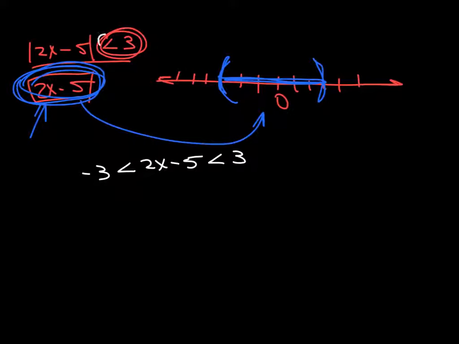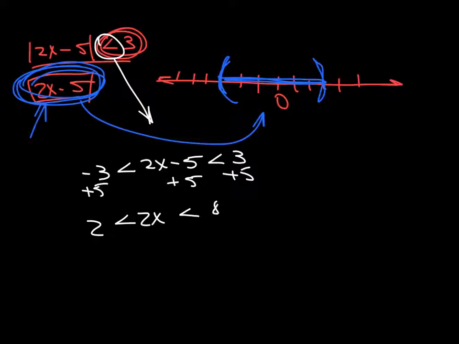Whenever you have a less than inequality like that, you can make it into an inequality like this with two inequality signs. If you remember, it's called a compound inequality. Then we can solve for x by adding 5 to each side. So 2 is less than 2x, which is less than 8. Then we divide everything by 2, and 1 is less than x, which is less than 4.